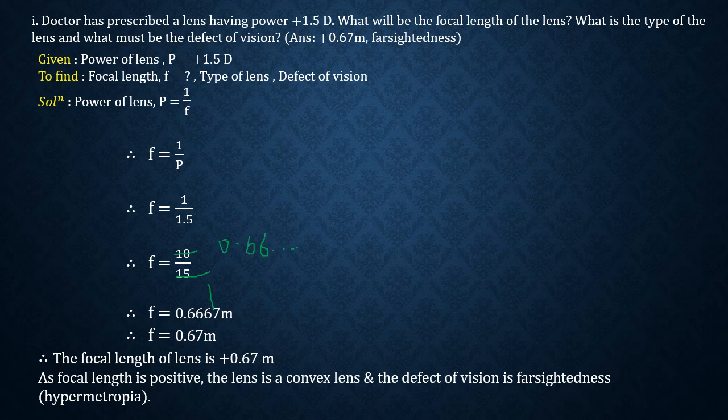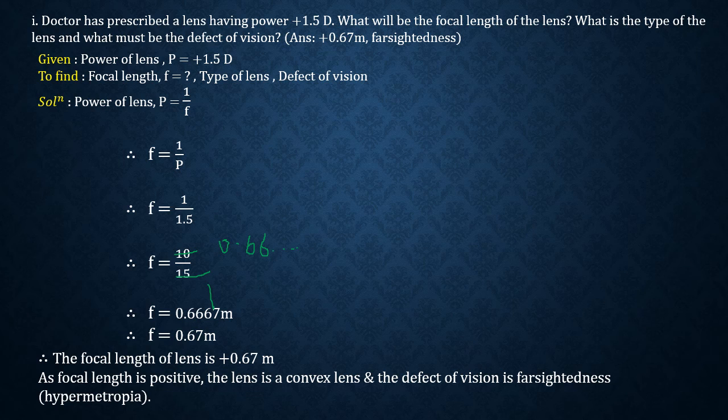Okay. And as in the last lecture we have discussed the defects of vision, in that we have studied farsightedness. In farsightedness you have studied the lens used to cure it is nothing but your convex lens. Correct. In farsightedness you can see the farther object properly, but the nearer object you cannot see properly, and therefore to cure that defect you are going to make use of a convex lens. Correct. Any doubt?